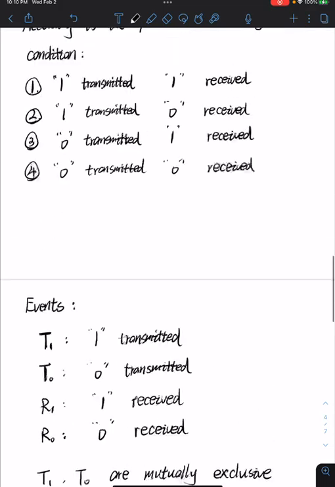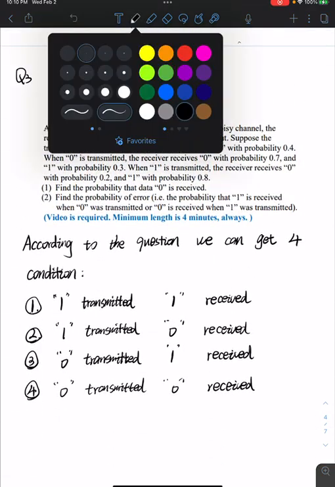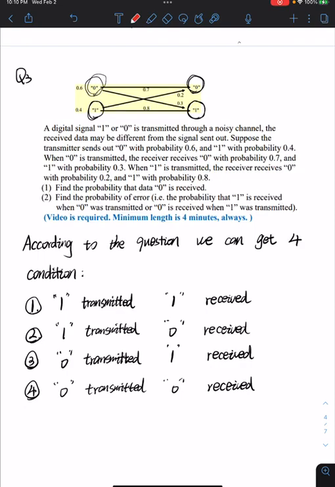Also, according to the question, we can get the probability of each event. First, the probability that 1 is transmitted equals 0.4, and the probability that 0 is transmitted is 0.6.